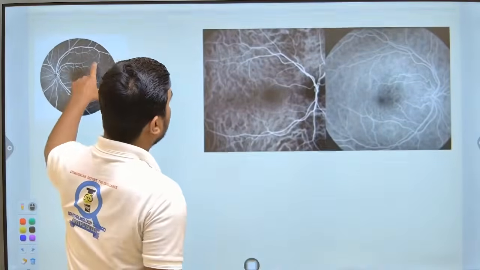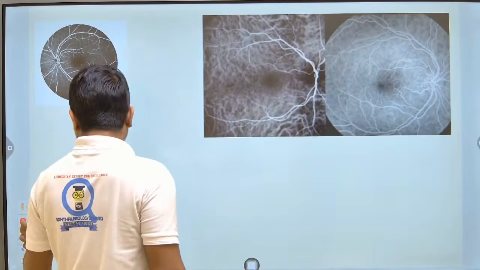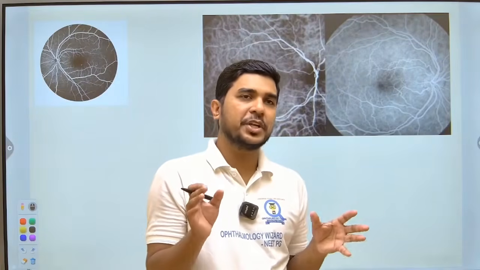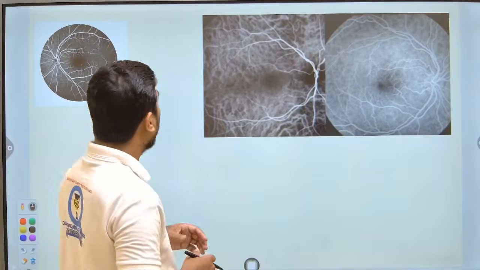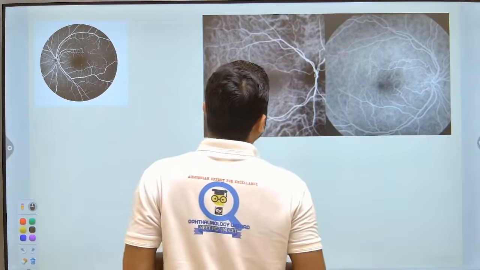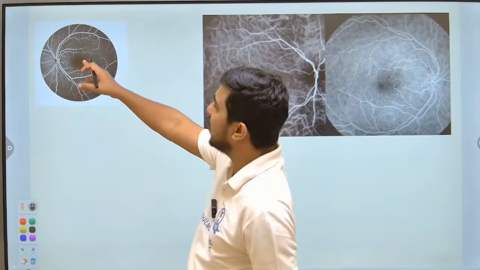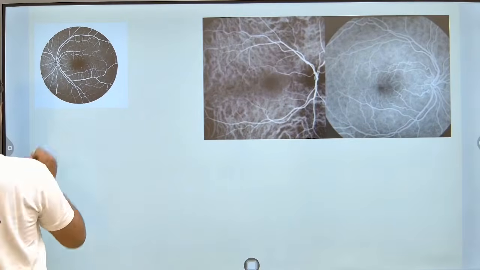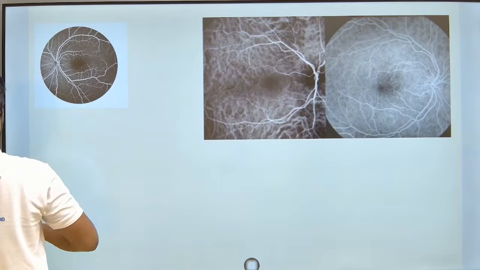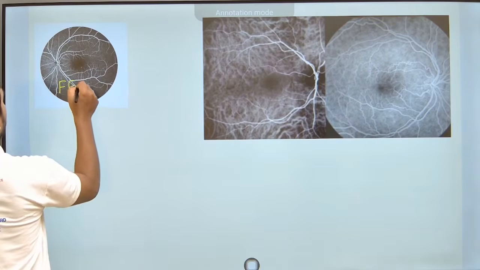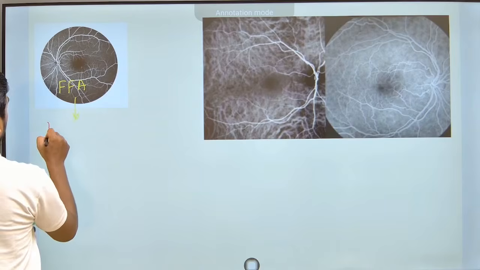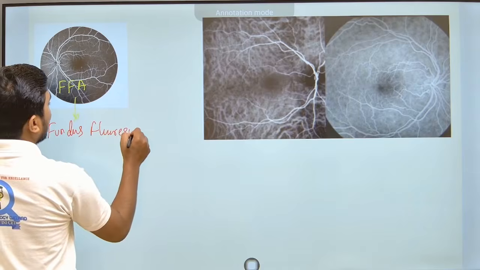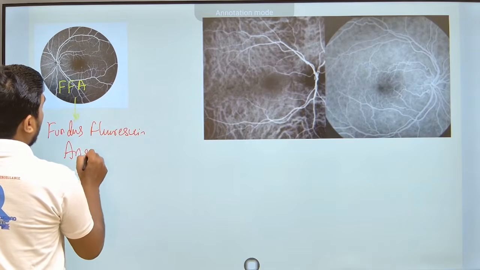Now coming to this important thing. Here, I'm not going to tell you the details of this. I'm just going to tell you which picture is which investigation. In this picture, you see that only the retinal vasculature is very prominent. So this is FFA. FFA means fundus fluorescein angiography.